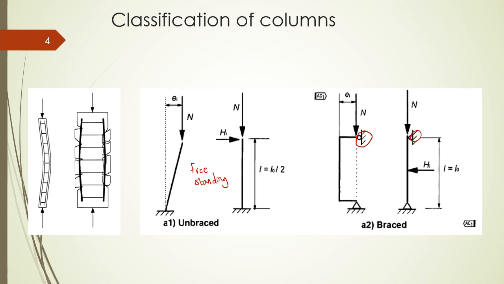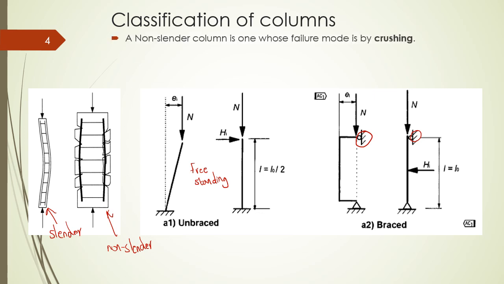In all this, the most important classification between columns is still whether it is slender or non-slender. Then further to that, we have to classify slender and non-slender columns with whether they are braced or unbraced. In this lecture, we'll only look at non-slender braced columns.